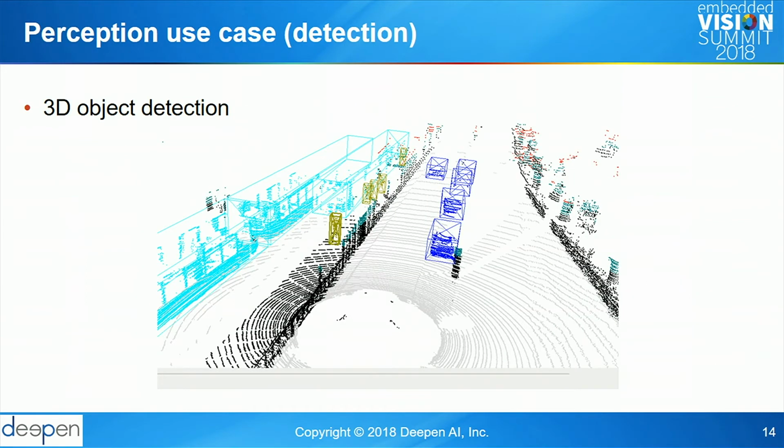So for perception, if you heard of the Uber accident, the LiDAR did actually see the lady, and just the software didn't register that the lady is a human being. And because of that, it kept driving.